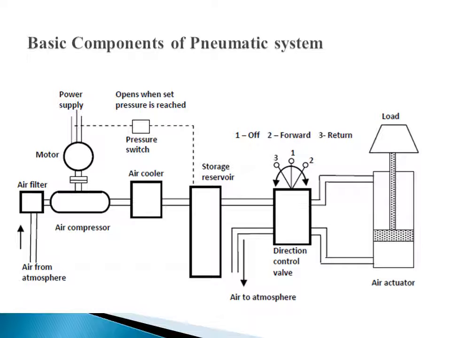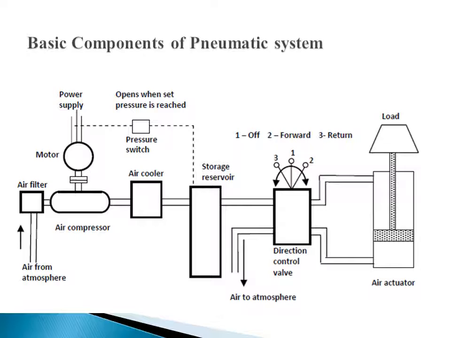Then, because the pressure of this compressed air is very high, we have to use the air cooler to cool the system, and this will move to the storage reservoir. Basically this is the tank where we store the compressed air, which is compressed by the compressor. This storage reservoir is controlled with the help of a pressure switch. When the maximum pressure is developed inside the reservoir, it is controlled by the pressure switch, and the motor will be automatically switched off.